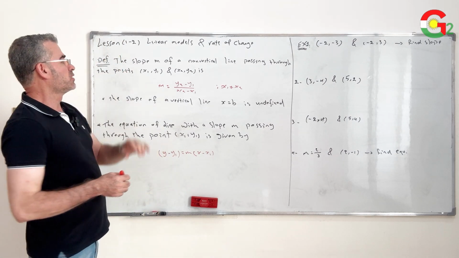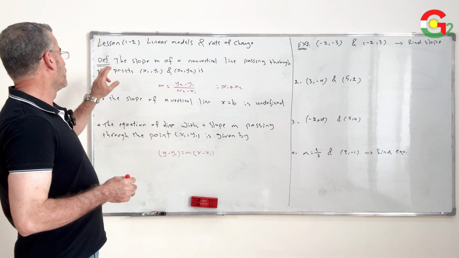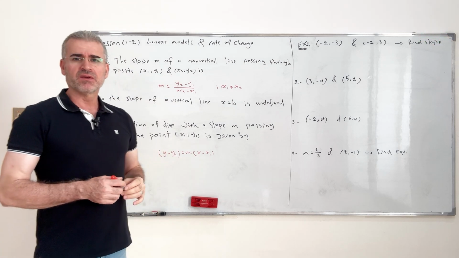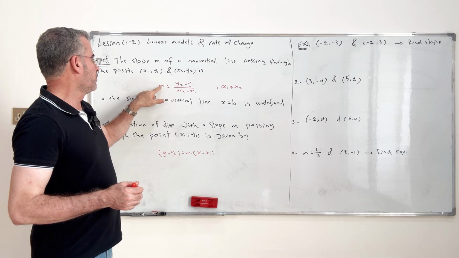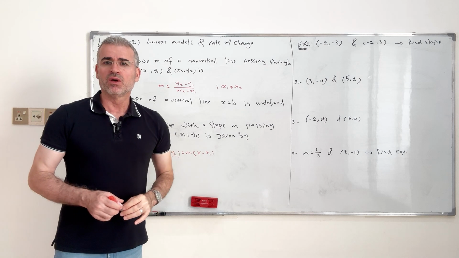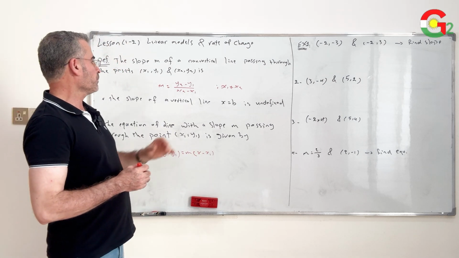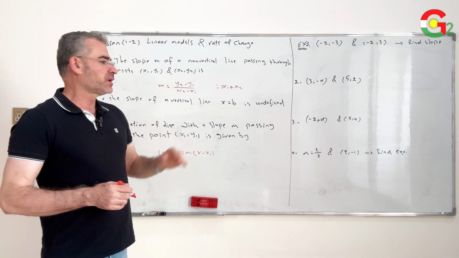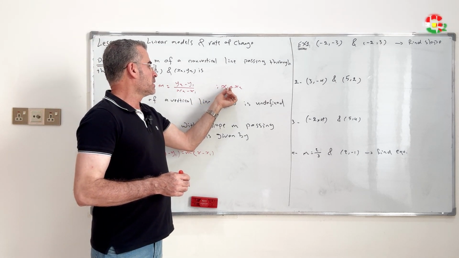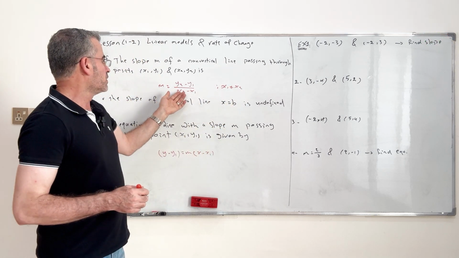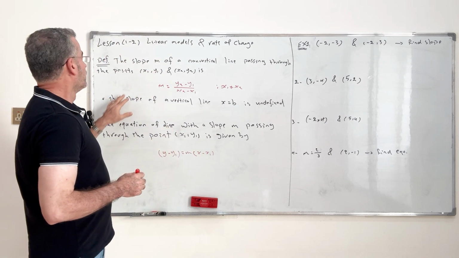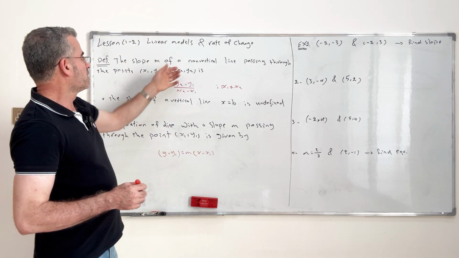Definition. The slope of a non-vertical line passing through the points (x1, y1) and (x2, y2) is given by the formula: the slope m equals y2 minus y1 over x2 minus x1, the difference of y coordinates over the difference of x coordinates. The condition here is x1 not equal to x2, because if x1 equals x2, then I have an undefined term. This formula is for a non-vertical line.